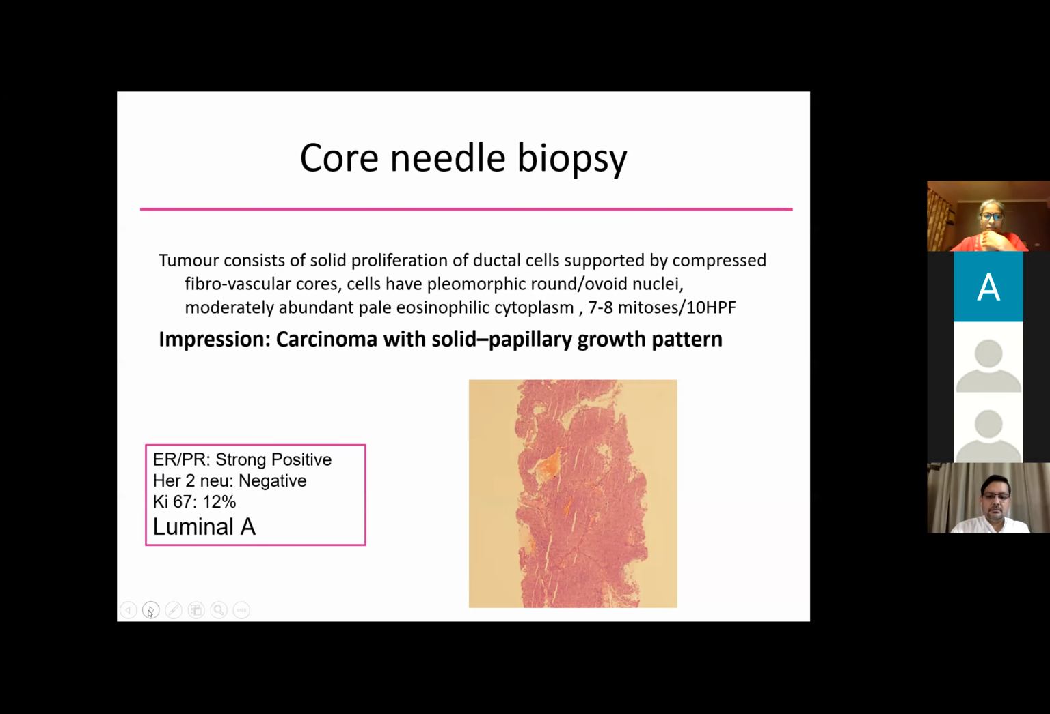Right. So we are likely to expect either some non-mass-like enhancement along with the lesion which is palpable, so that we can take a decision about whether to go for conservation or not. So I'll now put up the MRI films and ask Dr. Ritu again to take us through the MRI.